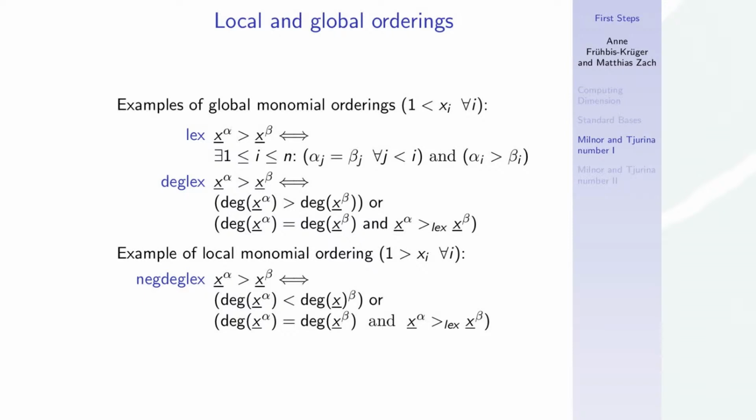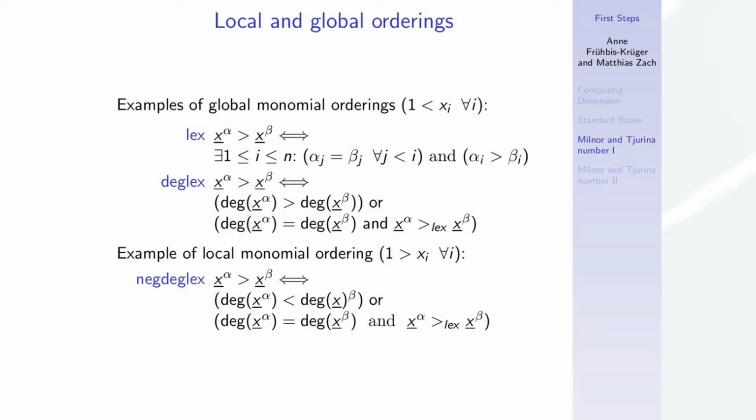So let us look at the examples of the monomial orderings. So the first one is lexicographical ordering, which means compare as you would if you look something up in the dictionary. Compare the 2 exponents starting from the beginning until you see the first difference, and there the larger entry will win.